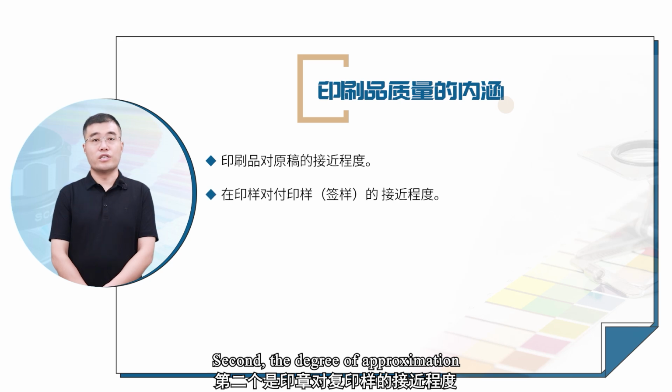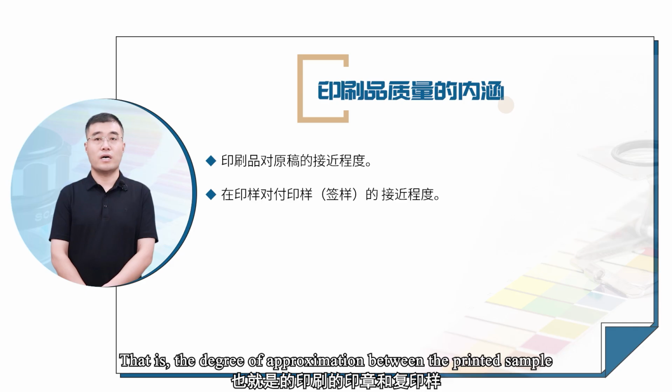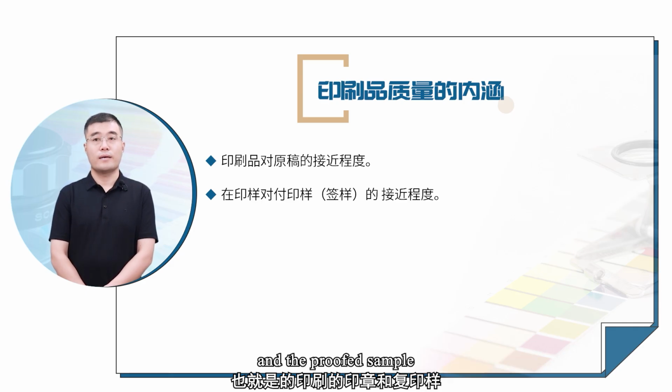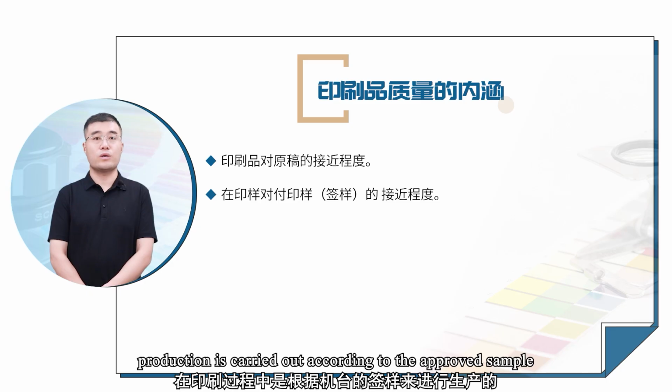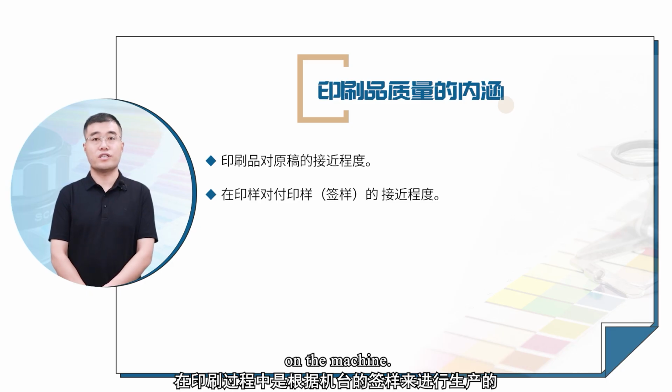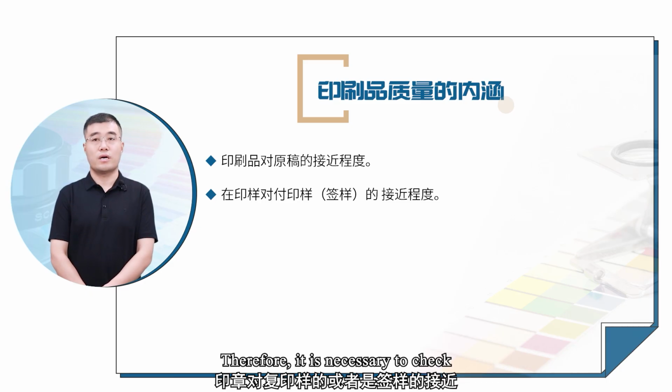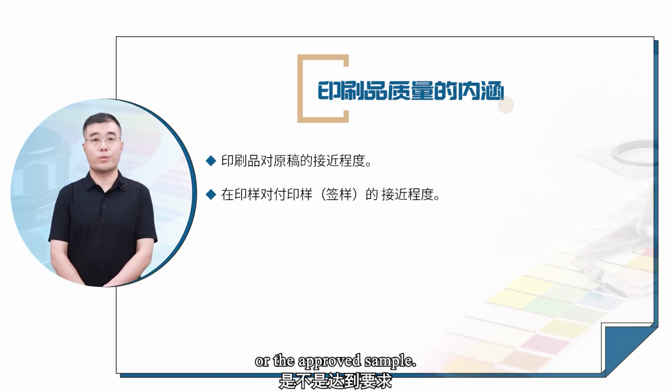Second, the degree of approximation of the printed sample to the proofed sample. That is, the degree of approximation between the printed sample and the proofed sample, or the approved sample. During the printing process, production is carried out according to the approved sample on the machine. Therefore, it is necessary to check whether the printed sample meets the requirements in terms of its approximation to the proofed sample, or the approved sample.